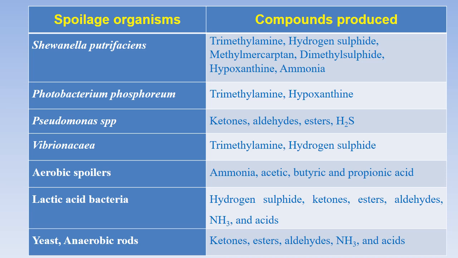There is Vibrionaceae species. They produce trimethylamine and hydrogen sulfide. There are aerobic spoilage organisms. Generally they produce ammonia, acetic acid, butyric acid and propionic acid. Then there are lactic acid bacteria. Commonly there is a group of organisms which produces hydrogen sulfide, ketones, esters, aldehydes, ammonia and acids. And finally the yeast and anaerobic rods. Anaerobic bacteria, they produce ketones, esters, aldehydes, ammonia and acids. So these are some of the common spoilage organisms and their metabolites.